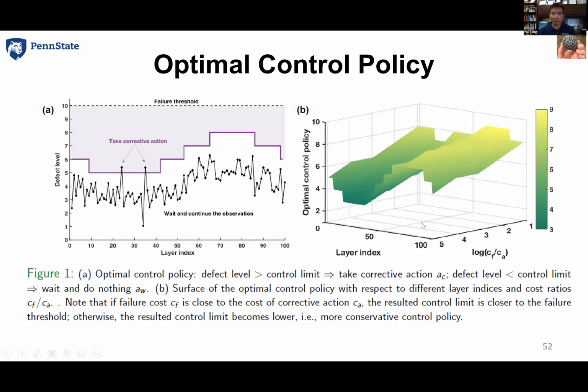And here is when you consider the failure cost and action cost. And sometimes failure cost is not that high, right? So compared to the action cost, you will have different levels of the control limit for different layers. This really depends on the cost of the final build. If you have a very important or critical part, your failure cost is very high. But if you have a consumer grade product, then the failure cost may not be that high.